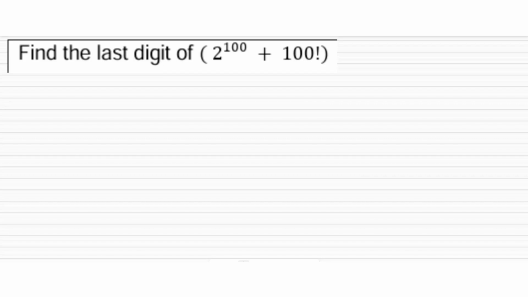This is a question I've taken from the 25-26 sample paper of Applied Mathematics of Class 12 CBSE, and this was a 2 marks question. We have to find the last digit of 2 to the power 100 plus 100 factorial. Last digit means we have to find out modulus 10, right? So we'll find out separately 2 to the power 100 modulus 10. So for this, we will see the base first. So 2 mod 10 is 2.